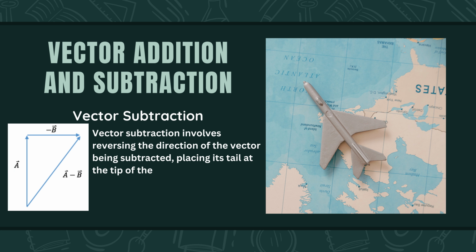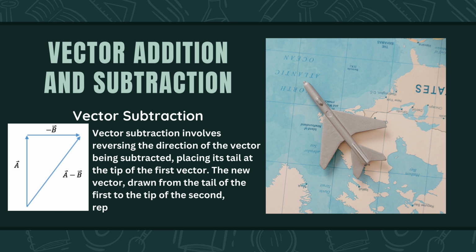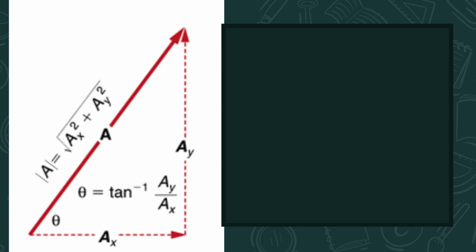This means we place the tail of the second vector at the tip of the first vector, and then draw a new vector from the tail of the first vector to the tip of the second. This new vector represents the difference between the two original vectors.